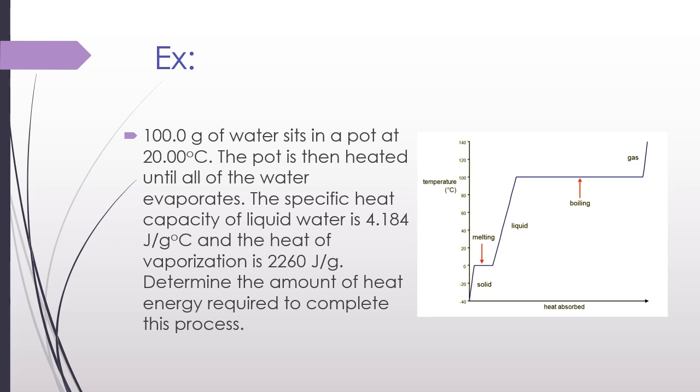100 grams of water sits in a pot at 20 degrees Celsius. The pot is then heated until all of the water evaporates. The specific heat capacity of water is 4.184 joules per gram degree Celsius, and its heat of vaporization is 2,260 joules per gram. Determine the amount of heat energy required to complete this process. So for this process, we might want to consider, where on the heating curve are we? What pieces do we go through?